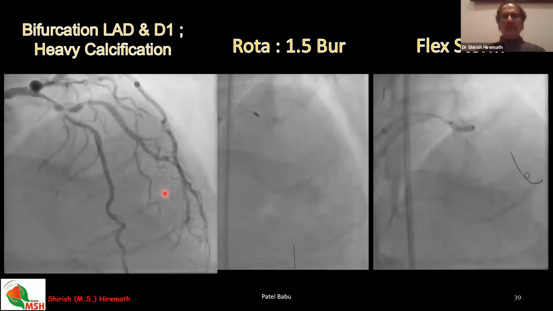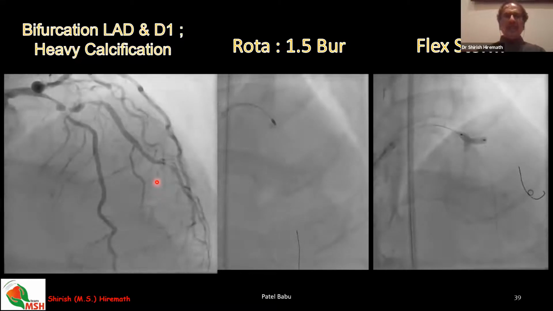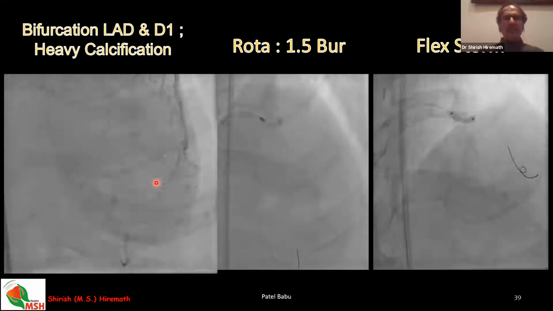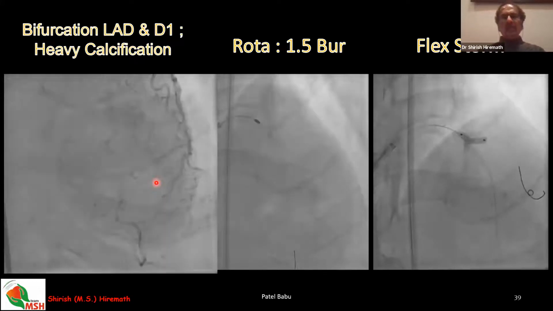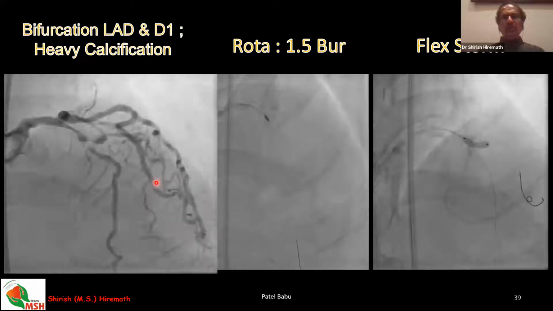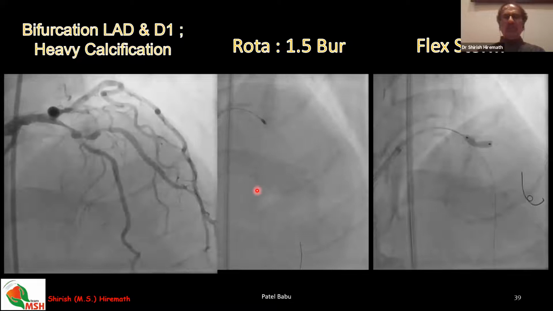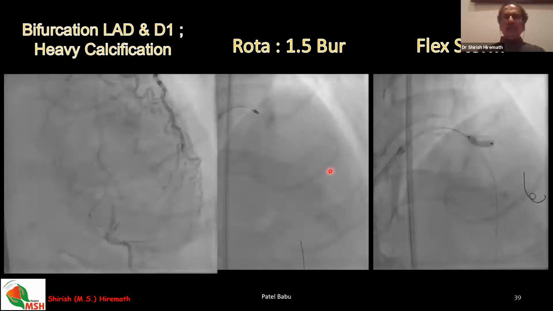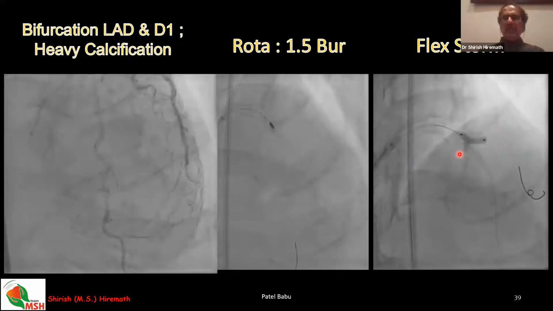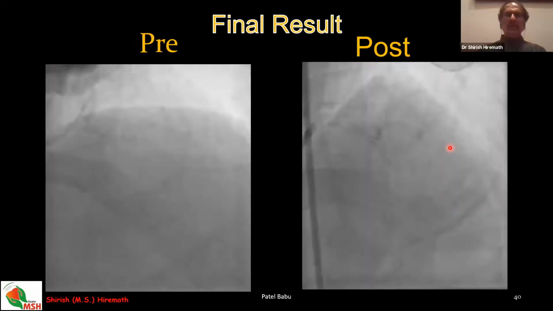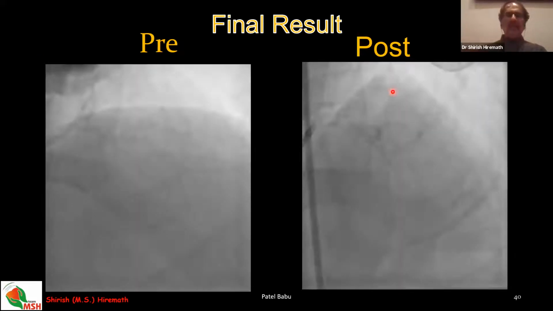In this case, you have a bifurcation of the LAD and diagonal. The diagonal branch is also quite a big branch. And you can see we need to do a rotablator to the LAD, and we don't want to withdraw the wire. So you put a Flextome cutting balloon on the side, and thus without withdrawing the wire, we make the lesion preparation and end up with a two-stent technique like this.